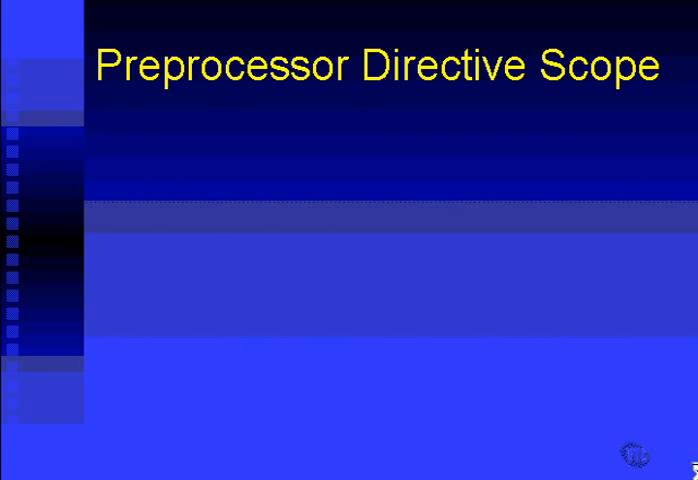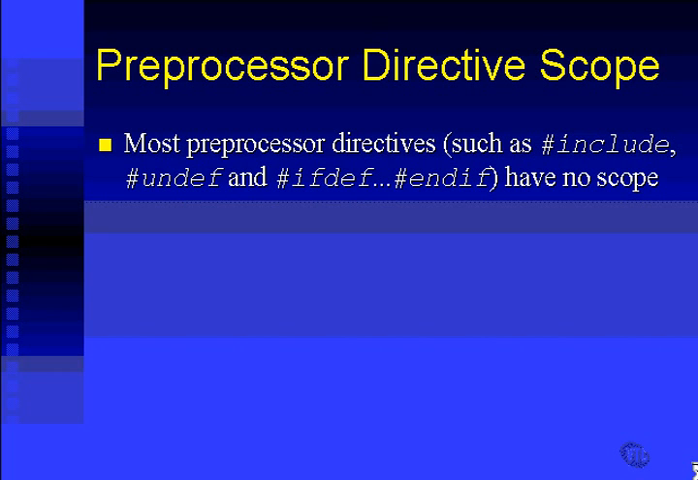Finally, preprocessor directive scope. Now, most preprocessor directives, such as #include, #undef, #ifdef, have no scope at all. That means that they're just processed on the spot. Like when you get to the #include directive, it just simply goes and gets a whole bunch of lines of text out of the header file and replaces the #include line with those lines from the header file. In other words, there's no real scope involved, it just does some text substitution right there and then on the spot. Same with #undef and the same with #ifdef.